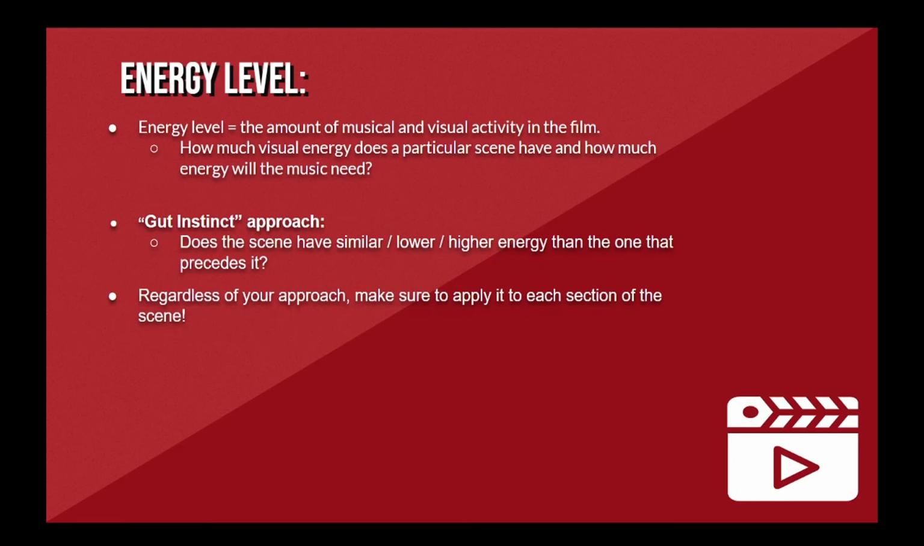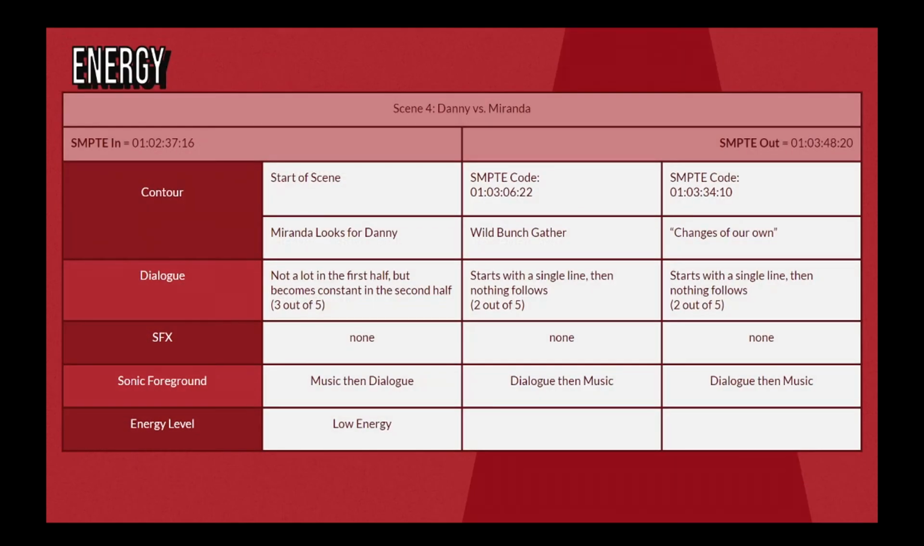For our example, Section 1 was fairly low energy. It consisted of Miranda cautiously looking for Danny. Section 2 is a much higher energy, with the Wild Bunch attacking. Then, Section 3 maintains a similar level of high energy.